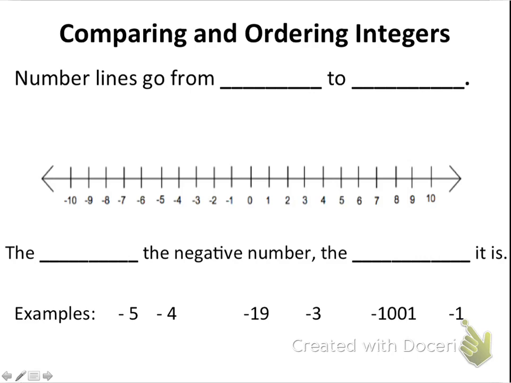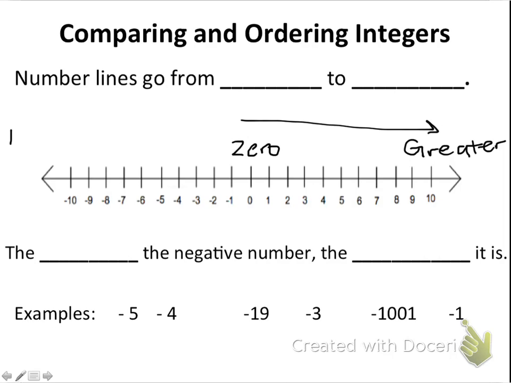Comparing and ordering integers. Okay, here's a number line down here. You've seen them before. I don't know if you've ever seen them with negative numbers before, but you should have seen number lines before. Over here, we have 0 in the middle. As we go to the right, the number line keeps getting bigger or greater. So greater numbers are to the right, and the smaller numbers are all to the left.